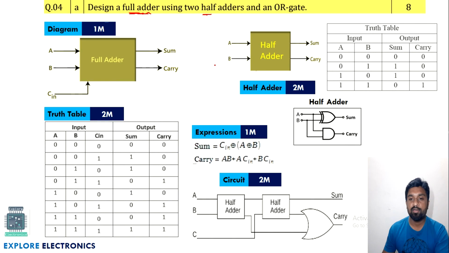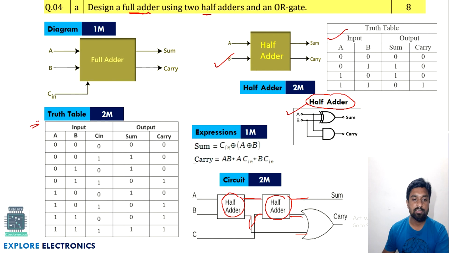That's why better to write the half adder first and the truth table for that, and then gate level circuit for that. Using this half adder module, I am designing a full adder. Here is my 1 half adder. I am putting 1 more half adder, and this is the generation of sum, and this is generation of carry. Okay, this much you need to write.